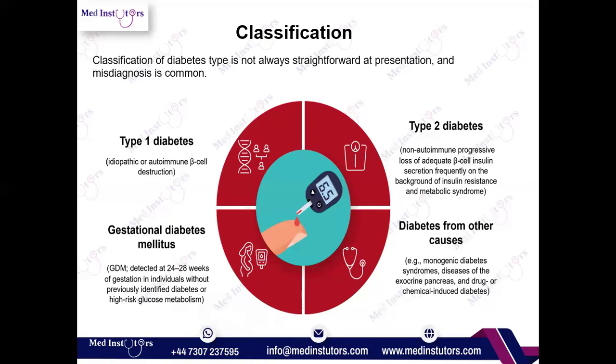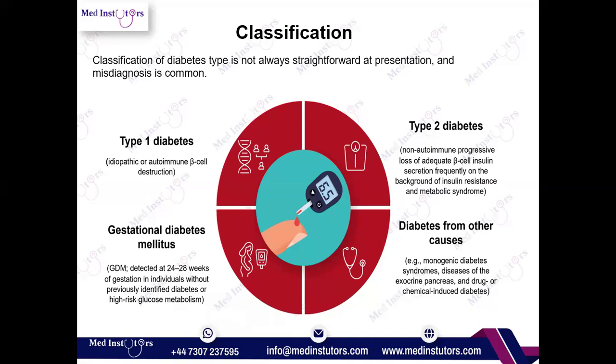Then we have GDM, or gestational diabetes mellitus, which is detected at 24 to 28 weeks of gestation in individuals without previously identified diabetes or high risk of glucose metabolism abnormality. So, as the name suggests, it is identified in pregnant women at 24 to 28 weeks of gestation. Then we have the rare forms of diabetes, such as monogenic diabetes syndromes, diseases of the exocrine pancreas, and drug or chemical induced diabetes.